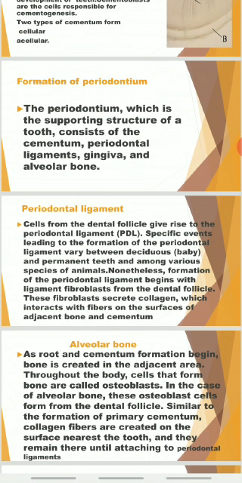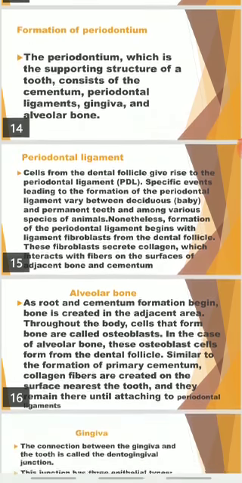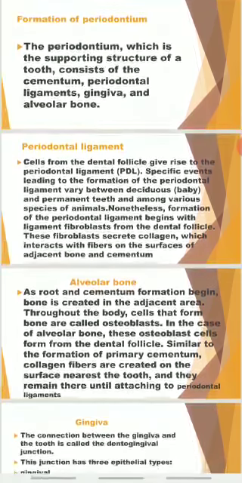After this we have to discuss the alveolar bone. As root and cementum formation begins, bone is created in the adjacent area, as throughout the body. Cells that form bone are called osteoblasts. In this case, the alveolar bone, these osteoblast cells form from the dental follicle, similar to the formation of primary cementum.